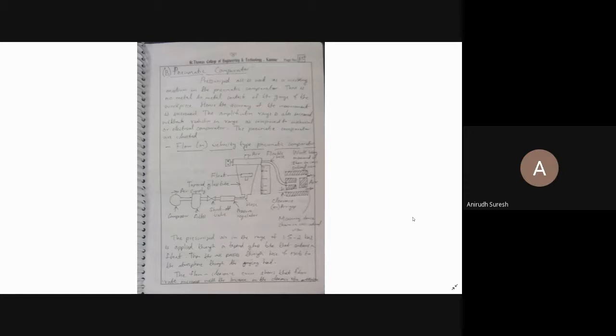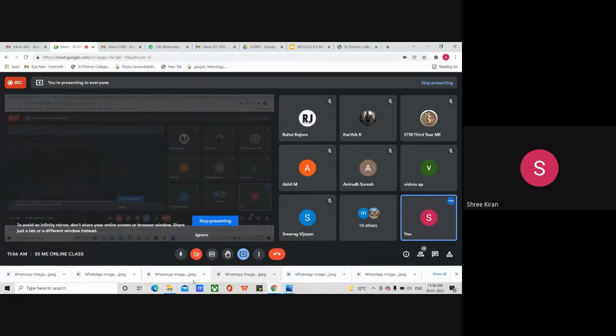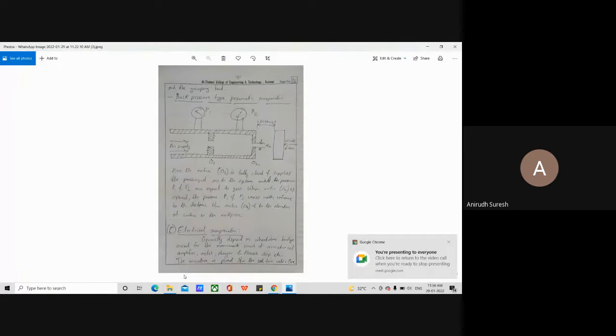Anirudh? Yes, sir. The first one was the mechanical comparator. In the mechanical comparator, we had two types. Can you tell me that at least, Anirudh? What are they? Andrew, the question has been asked to you. If you don't know, just tell me you don't know, not a problem. Okay, fine.